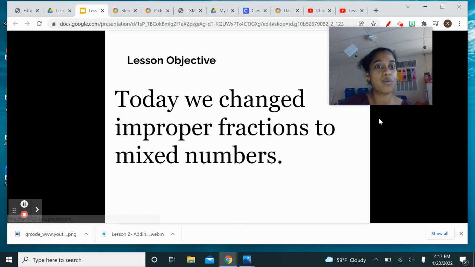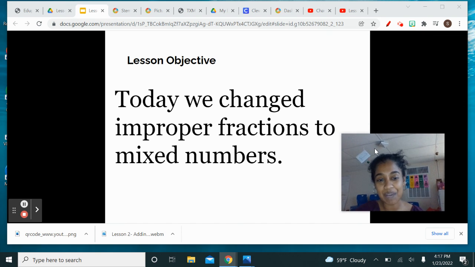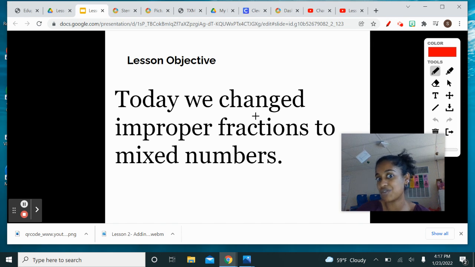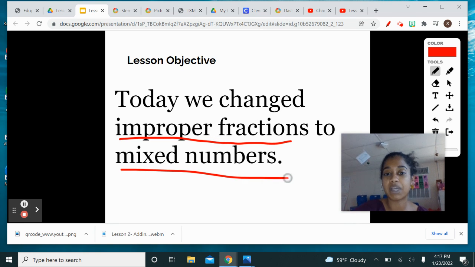All right. Fantastic. So we went ahead and we switched from mixed numbers to improper fractions and improper fractions to mixed numbers. So let's read over our lesson objective and see if we met it. So today we changed improper fractions to mixed numbers, and we actually did it both ways. So fantastic. We met our lesson objective for today. Great. This was so much fun. I hope you guys had fun doing this too.